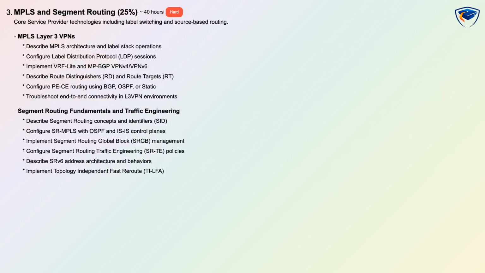MPLS and segment routing is another 25% of the exam, classified as hard with an estimated 40 hours of study and hands-on plus conceptual assessment. Focus here is on core service provider technologies like label switching and source-based routing, so you will describe MPLS architecture and label stack operations, configure LDP sessions, and implement MPLS Layer 3 VPNs with VRF Lite and MPBGP for VPNv4 and VPNv6. You will learn about route distinguishers and route targets, PE to CE routing options using BGP, OSPF, or static routes, and troubleshooting of end-to-end connectivity in L3 VPNs.